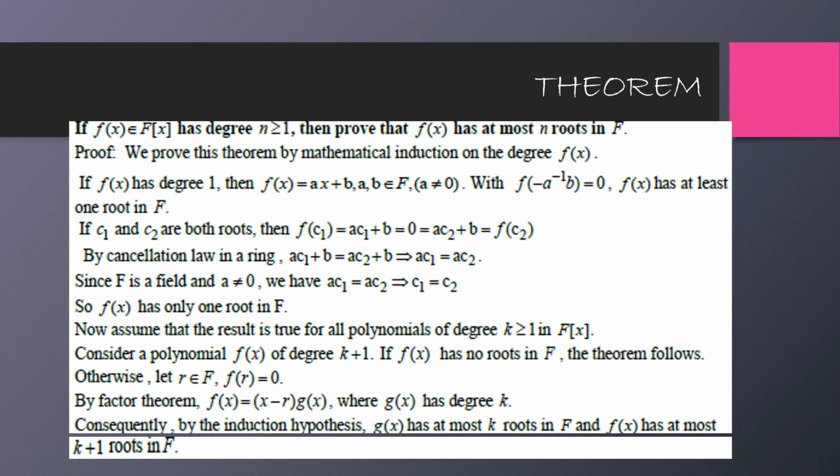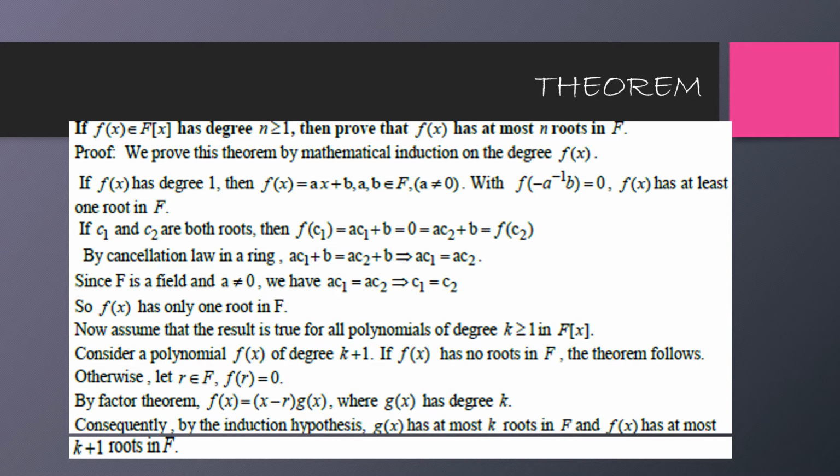If f(x) is of degree 1, then f(x) is equal to ax plus b. You may wonder how this ax plus b came. It's just a normal representation of the polynomial. You already remember your polynomial starts with a0 plus a1x, etc. So a0 is replaced by b here and a1 is replaced by a for convenience sake. So now f(x) is equal to ax plus b, where a and b belong to capital F, and a is not equal to 0.